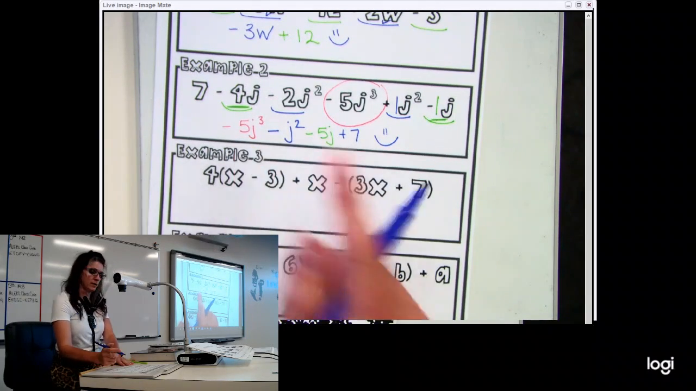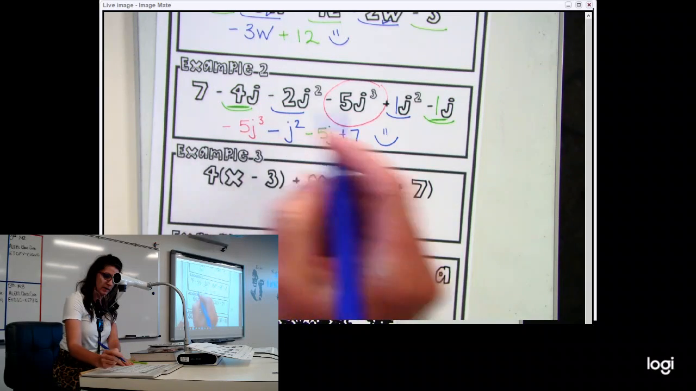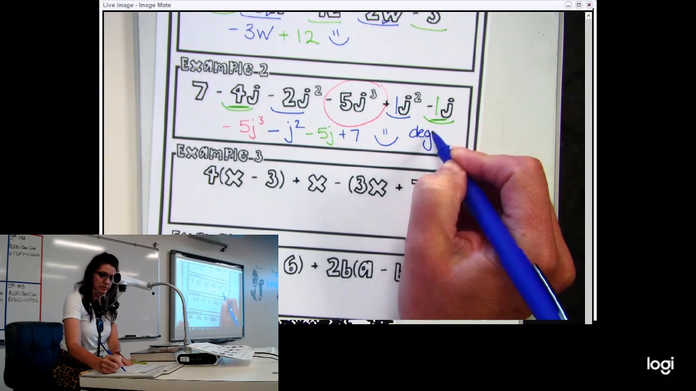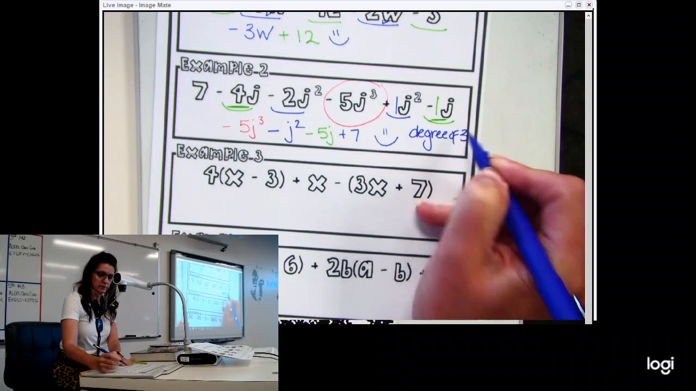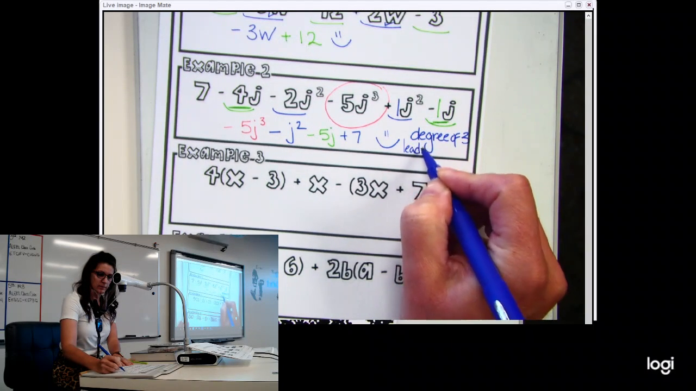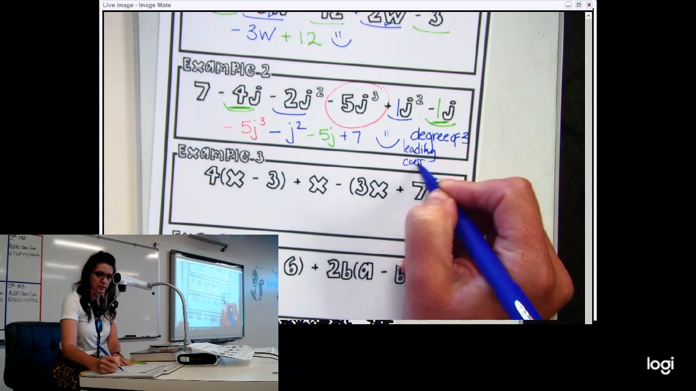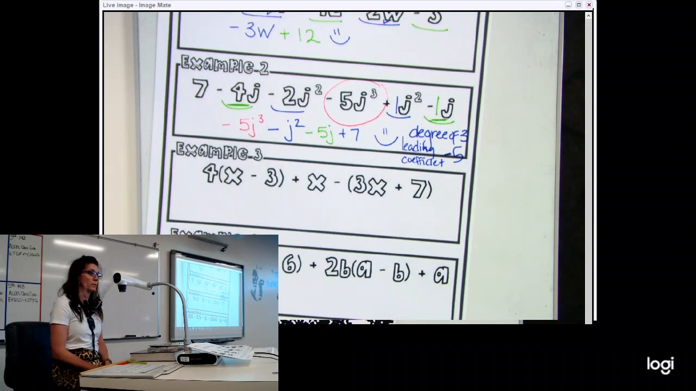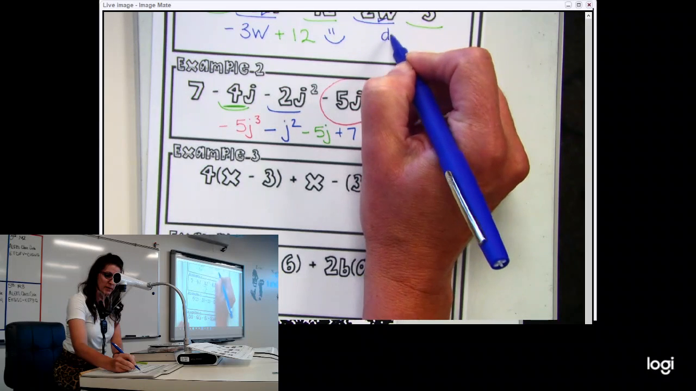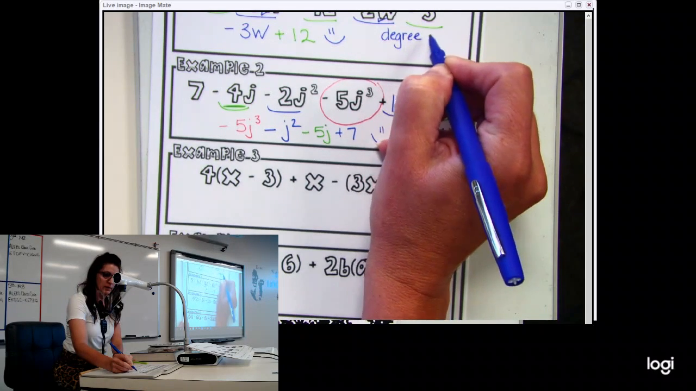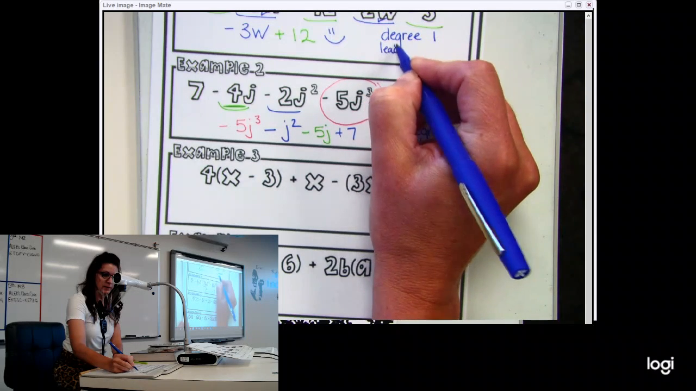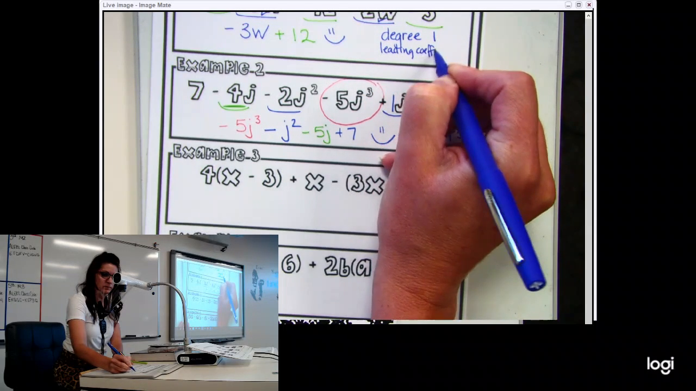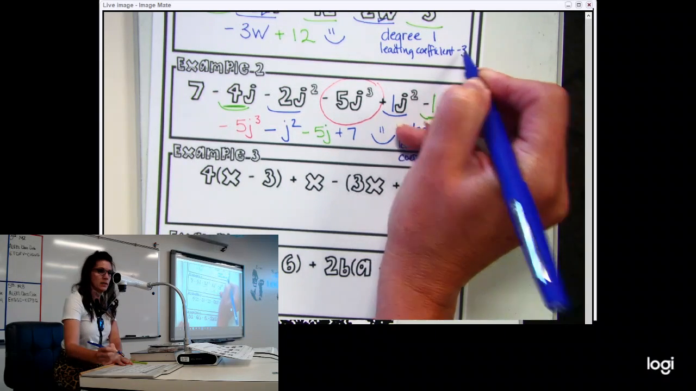Oh, I want to write this right here. This guy has a degree of 3 and a leading coefficient of -5. Where on earth did those come from? Let me write it up here. This one has a degree of 1 and a leading coefficient of -3.